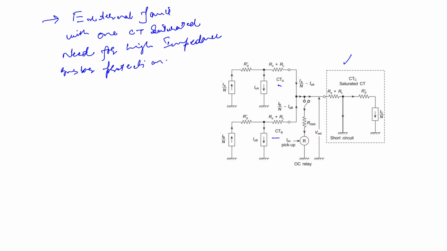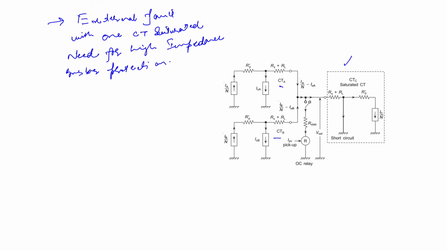The stabilizing resistance should be of such a value that under the worst case of the maximum external fault and the full saturation of one CT, the current through this overcurrent relay is less than the pickup value. Such schemes are known as high impedance differential busbar schemes.